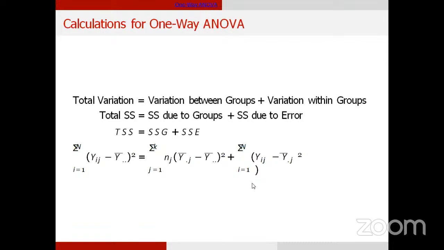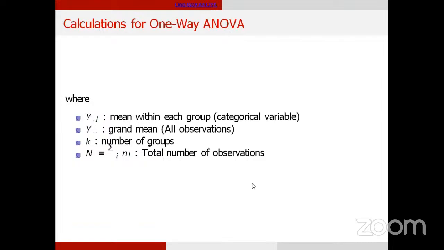Okay. So this is the formula representation of one-way ANOVA, where Y bar means the mean within each group. That is the categorical variable.